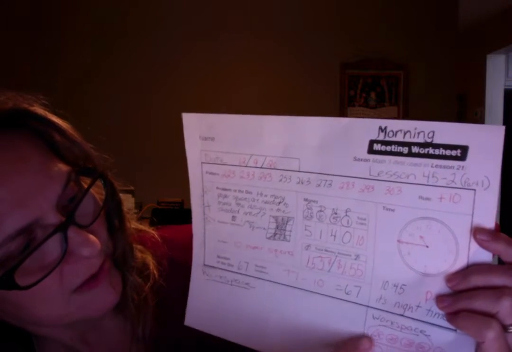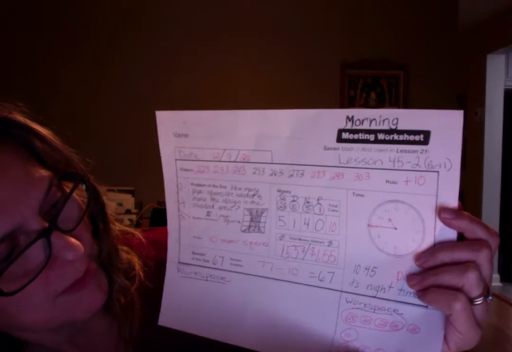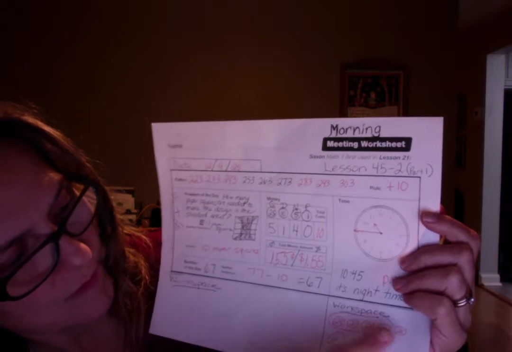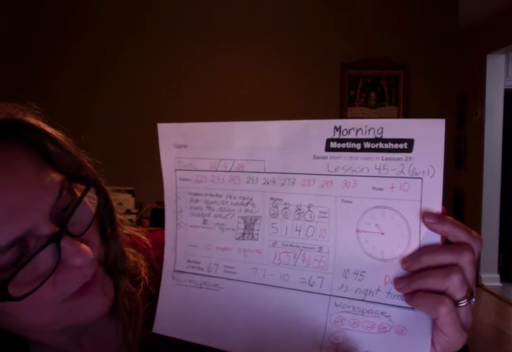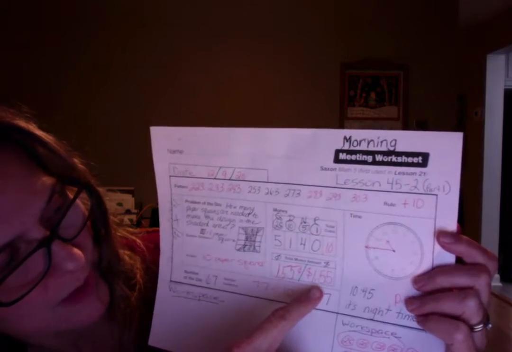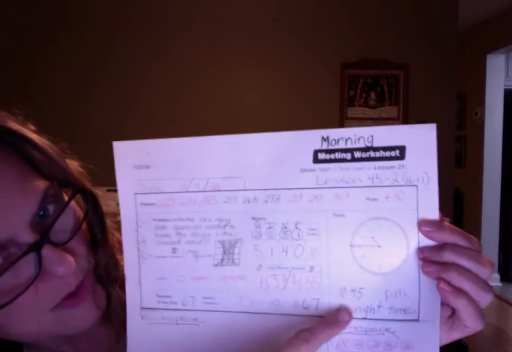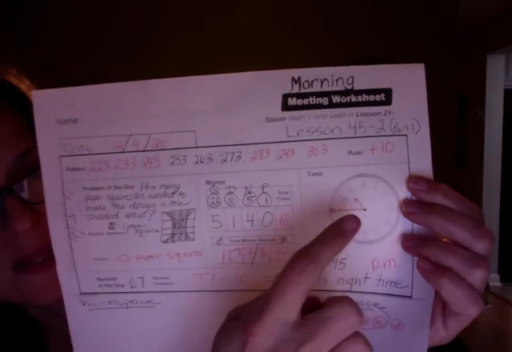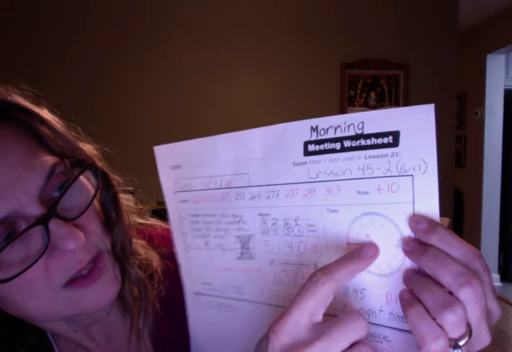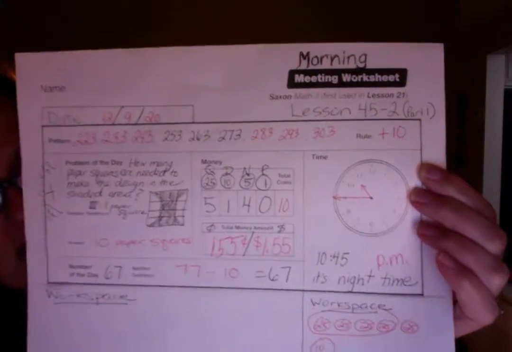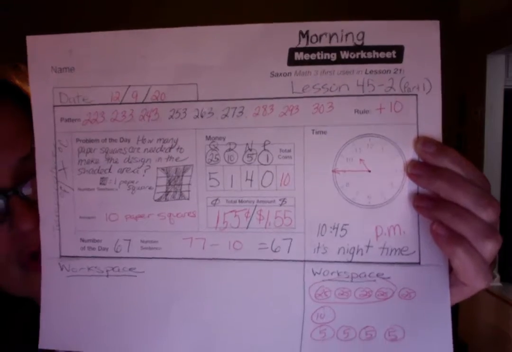The money, 5 quarters, 1 dime, and 4 nickels. When you add that up, you get $1.25, 35, 40, 45, 50, 55. 155 cents or $1.55. And the time was 10:45 p.m. because it's nighttime, and the hour hand is getting close to the 11, but not there yet, and then the minute hand is at the 45 mark, which is the 9.